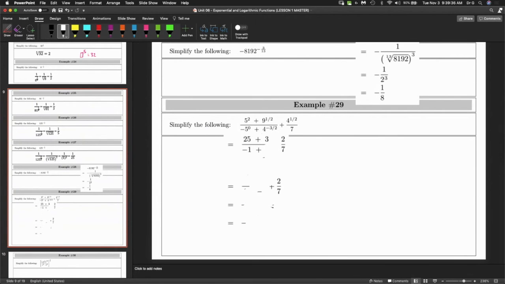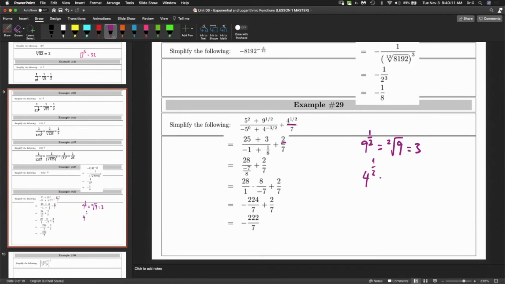So just take a look at the first step. I'm trying to just hide everything else. Anyway, 5 squared is 25. 9 to the half. Why is 9 to the half equal to 3? Because 9 to the half is the square root of 9. And same thing with 4 to the half. 4 to the half is 2 because 4 to the half is the square root of 4.